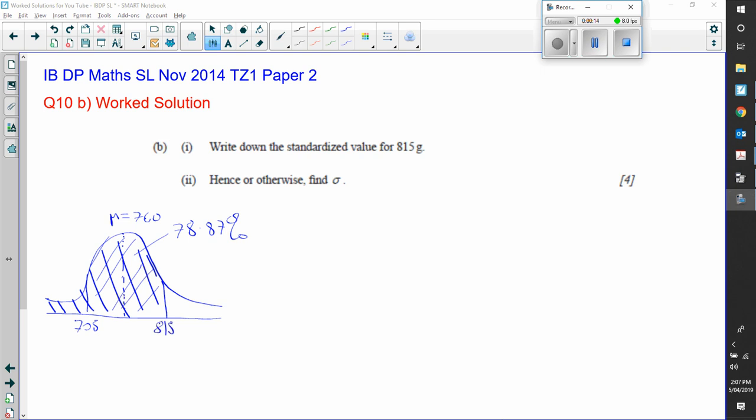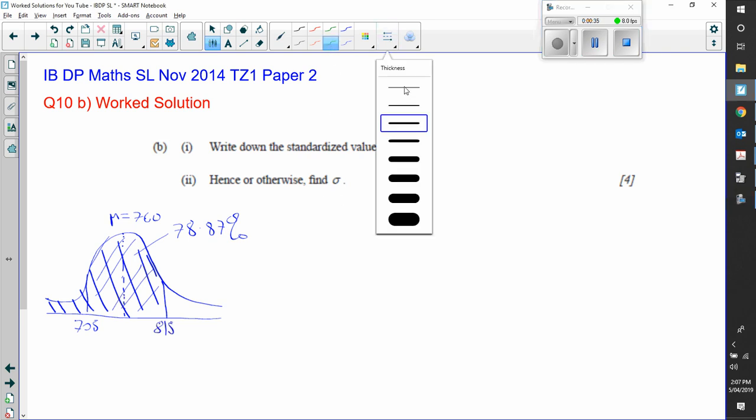In this part we've been asked to write down the standardised value for 815 grams. Another term that we use for standardised value is the Z score. Then we've been asked to find sigma. Now sigma represents the standard deviation.